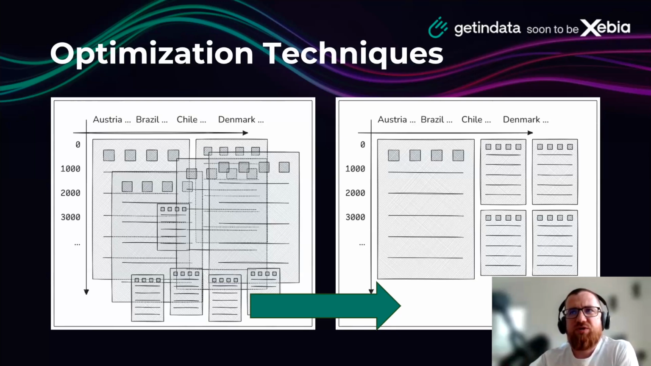To make this more efficient, we would like to optimize the layout of the files. For example, make them detached or isolated or not overlapping, as you can see on the screen on the right. And also have proper statistics that will allow us to easily and quickly find which Parquet files potentially are needed in our query.